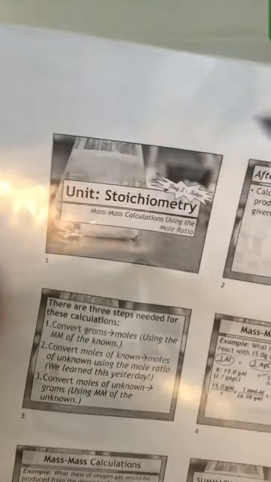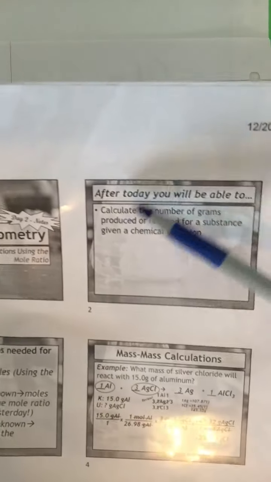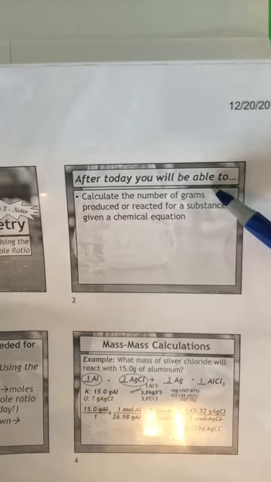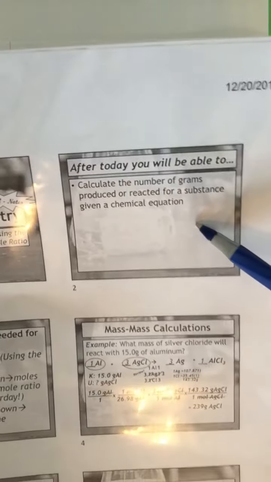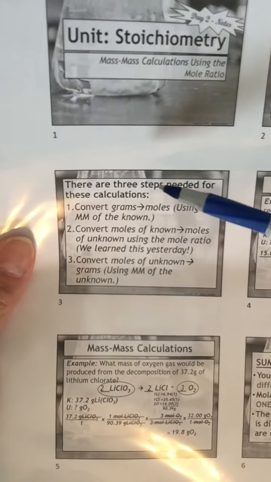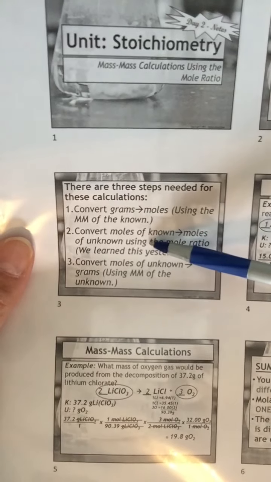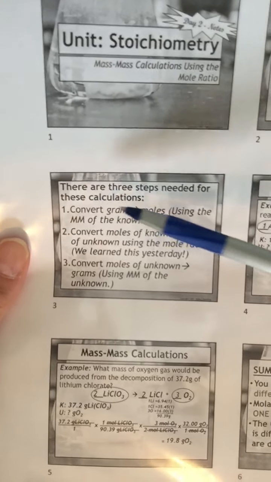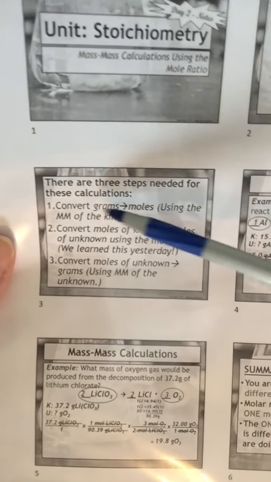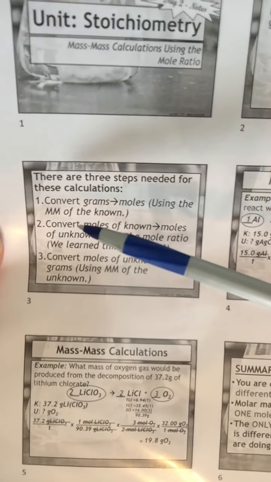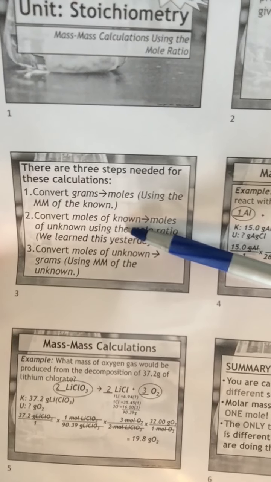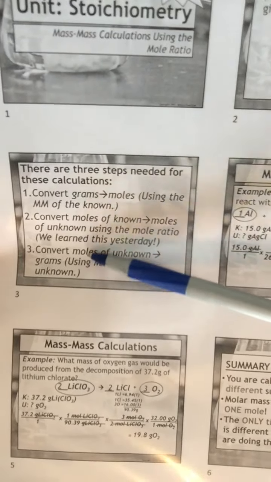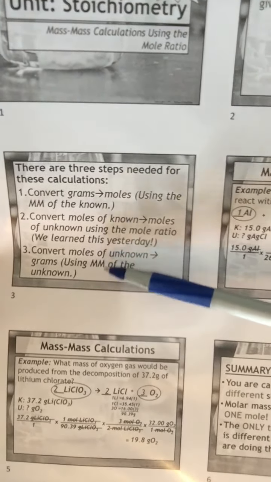So here's the PowerPoint. It says, after today, you're going to calculate the number of grams produced or reacted for a substance in a given chemical equation. These are the steps you need to convert for these calculations. You're going to convert grams to moles using the molar mass of the known. Then you're going to convert moles to moles using the balanced equation that we learned yesterday. And then you're going to go from moles to grams using the molar mass of the unknown.